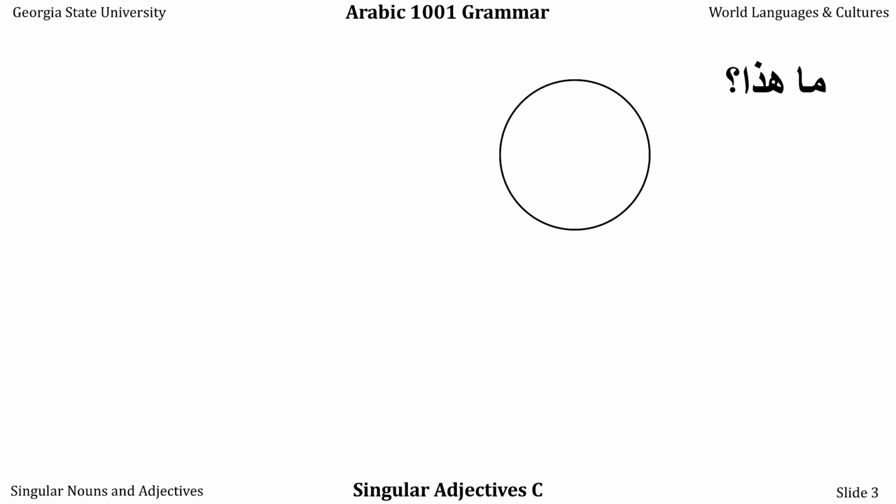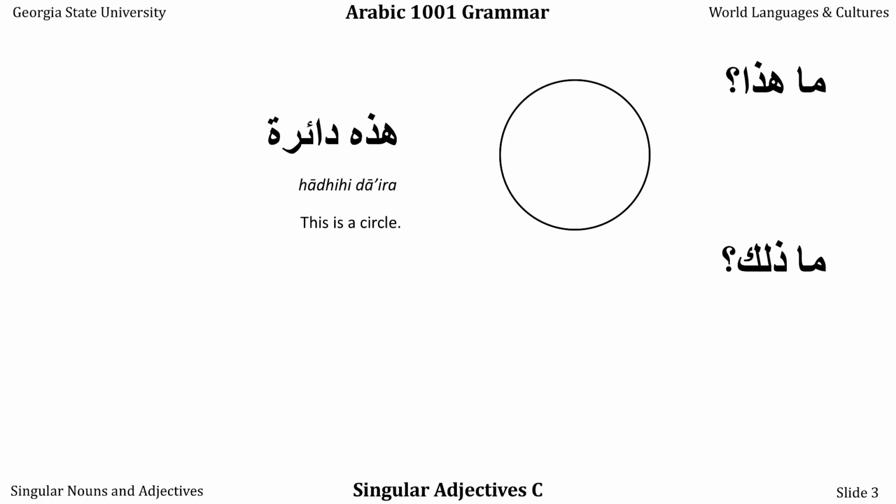Let's learn two new words first. Ma hadha, what's this? And our answer is hadihi da'ira. A da'ira is a circle. So this is a circle. Remember, we have no is or a in Arabic, so we infer them from these words. Hadihi da'ira means this is a circle.